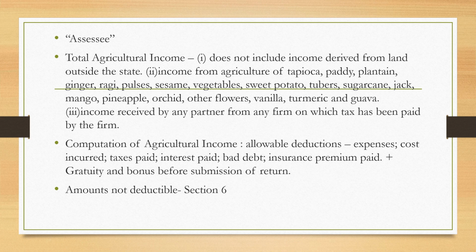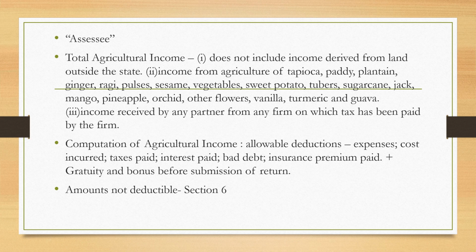Now, the third criteria is share income received by a partner from any firm on which tax has been paid by the firm. So that is also not included in total agriculture income. So towards the computation of agriculture income, the agriculture income of a person shall be computed after making the following deductions. So what are the allowable deductions here?